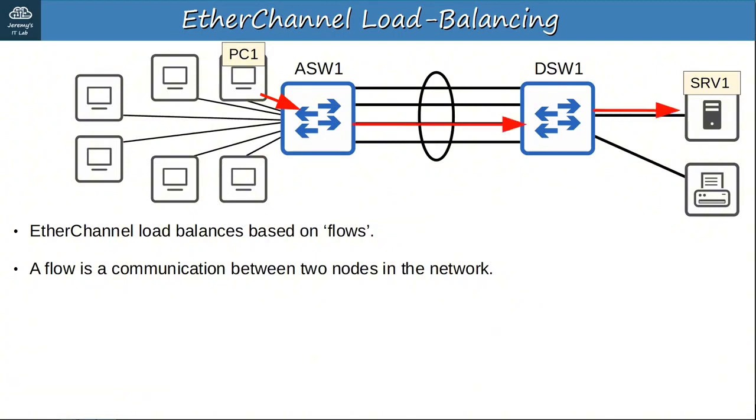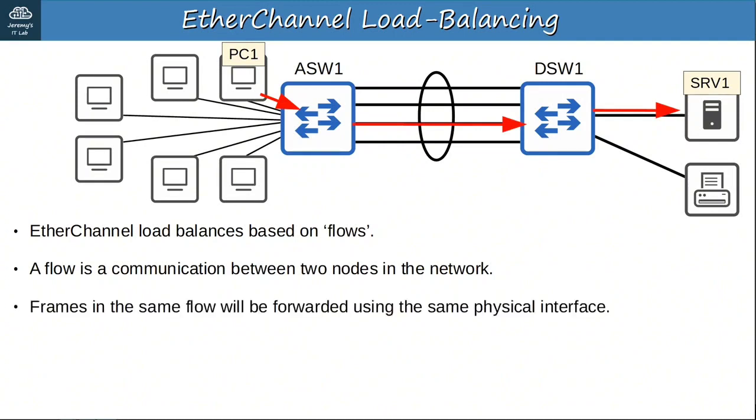Let's say it determines that this interface should be used. Now, when PC1 sends the next frame in the flow, in the communication between PC1 and server 1, the same interface will be used to forward the traffic to server 1. So the point is that frames in the same flow will be forwarded using the same physical interface.